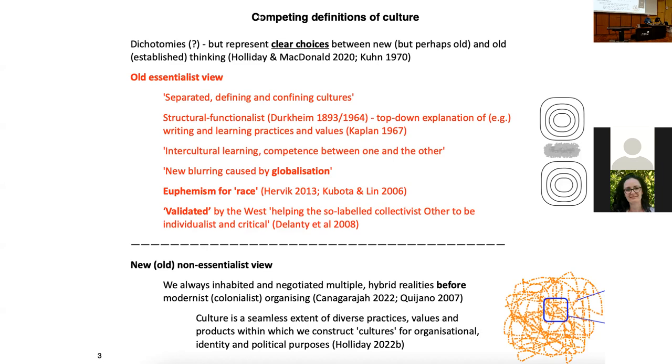And that's been written about quite a lot by Holliday and colleagues. So the new, but actually it's not new, because I think it's always been there. So it's like a recovery of something old. Kanagaraja and Kiano, who's a sociologist, write quite convincingly that this hybrid nature has always been the case. Kanagaraja talks about his upbringing where five languages are spoken in his family alone, and there's a constant negotiation with small cultural groups everywhere. It is not a matter of organized, separated blocks, and he says it's colonization that's trying to organize people into separate cultures.